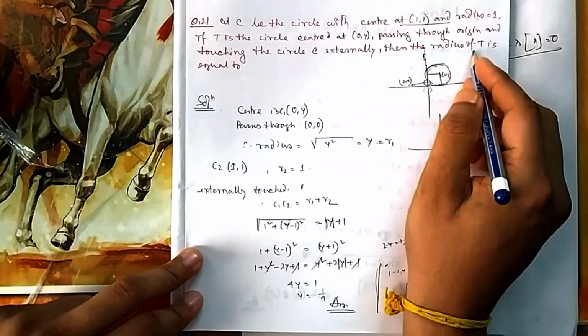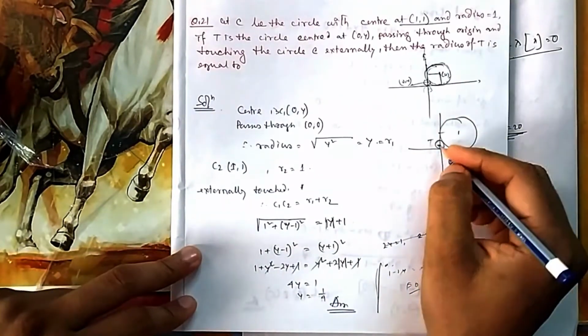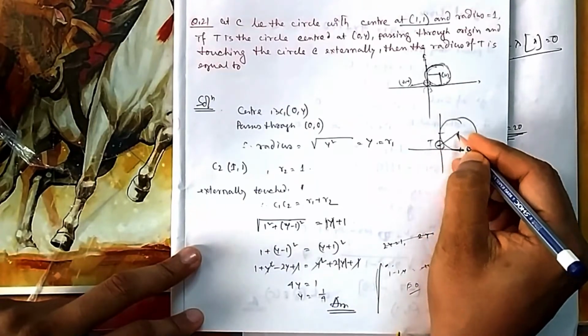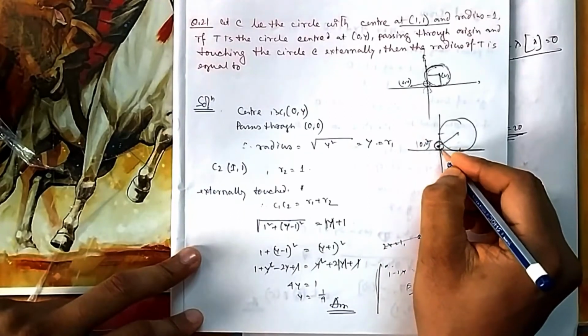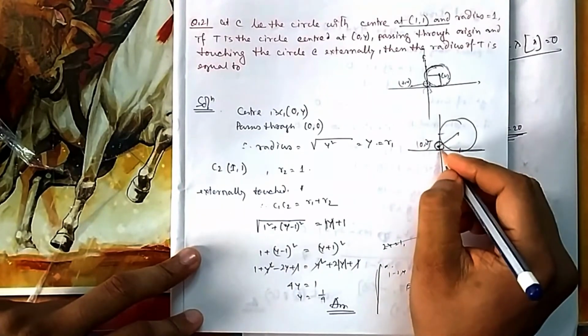So now they are asking for the radius of circle T. What is the radius of this one? Again you know this distance if it touches this. Because it is (0, y), and it is passing through the origin, so what it is touching is the x-axis, so what is its radius?